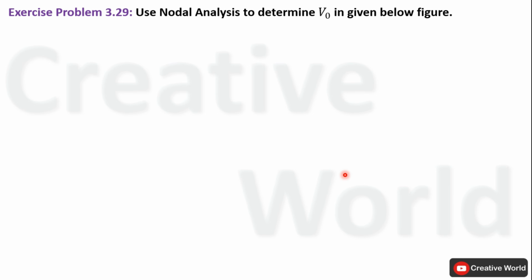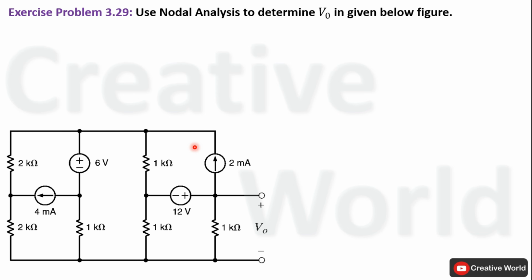Exercise problem number 3.29. Use nodal analysis to determine the value of voltage V0 in the figure given below. This is the circuit diagram of the given problem. Inside this network, we have to find the value of voltage across this 1 kilo ohm resistance with this specific polarity that is labeled as V0. And we have to apply the nodal analysis technique on this network. So without wasting time, let's proceed towards the solution of the network.